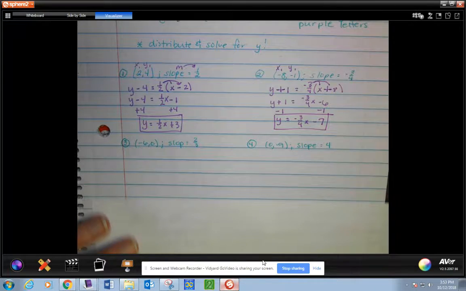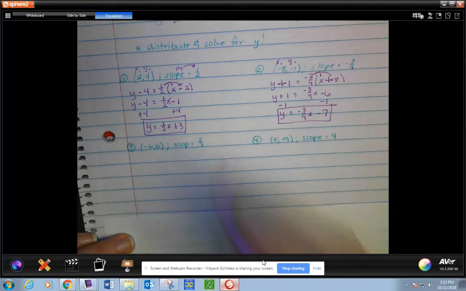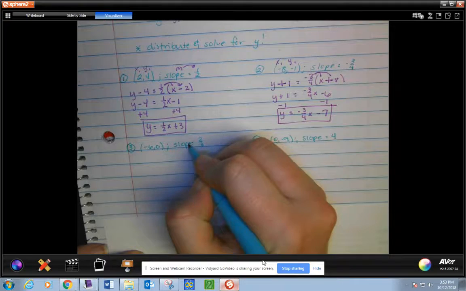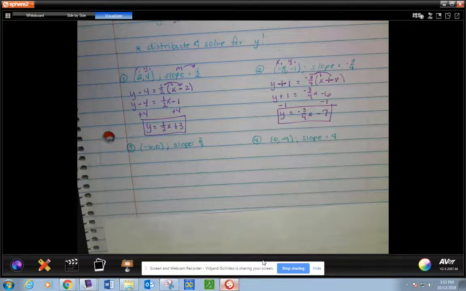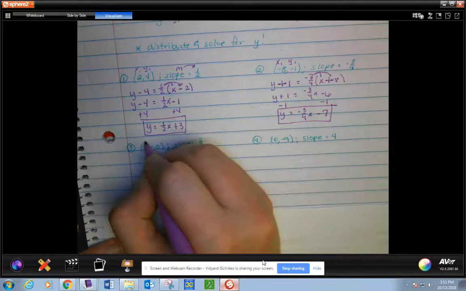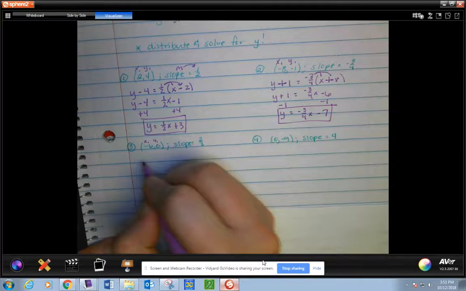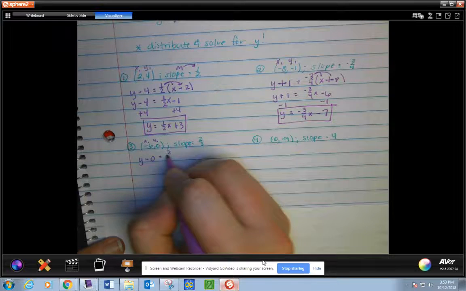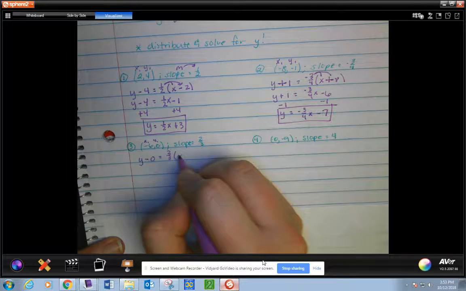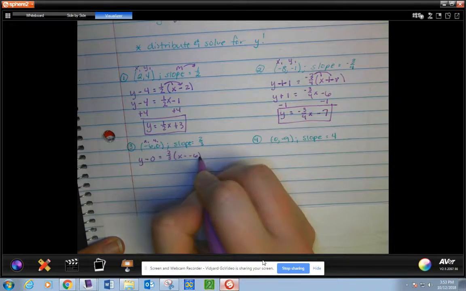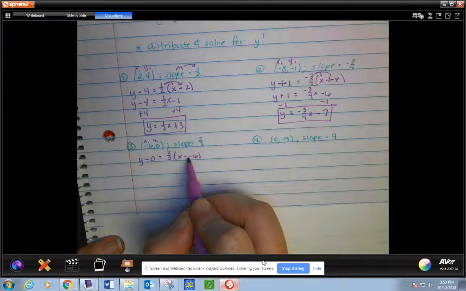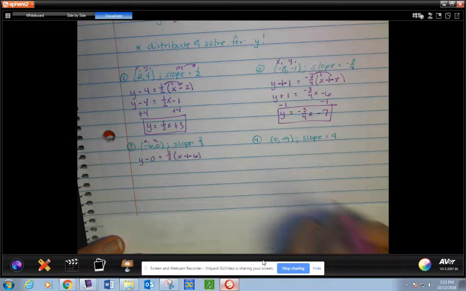Okay, for example 3. Hey, I spelled a word wrong. That should be an E with slope. Okay, so for this example, this is my x1 and my y1. I'm going to do y minus 0 equals, my slope is 2/3, open parentheses, x minus -6. Okay, I don't have a double negative at the beginning, but I do have a double negative here, so I'm going to change it to a plus.